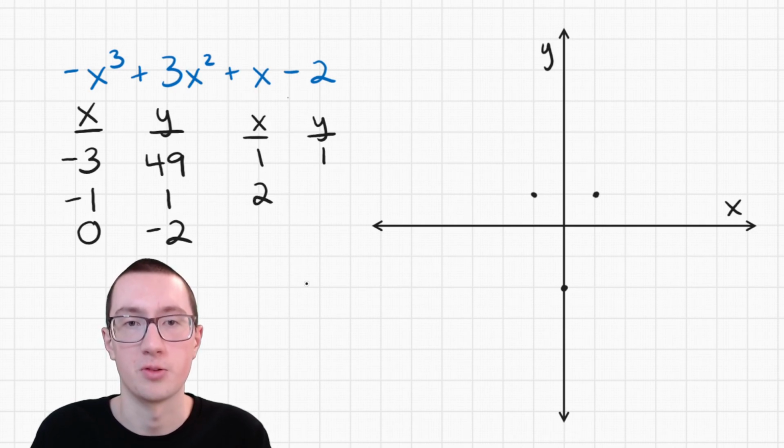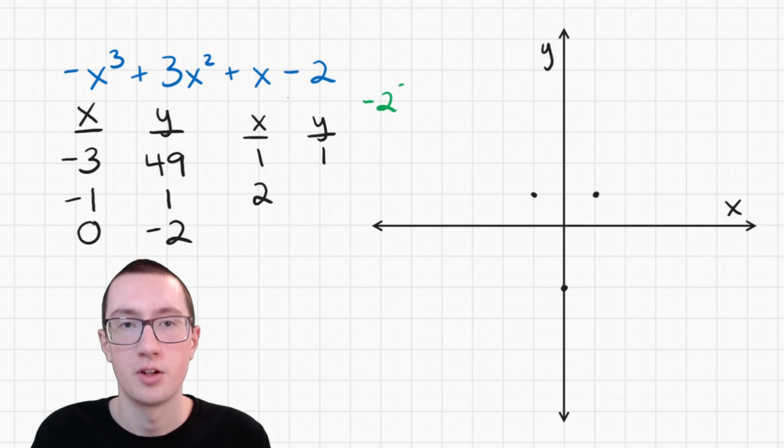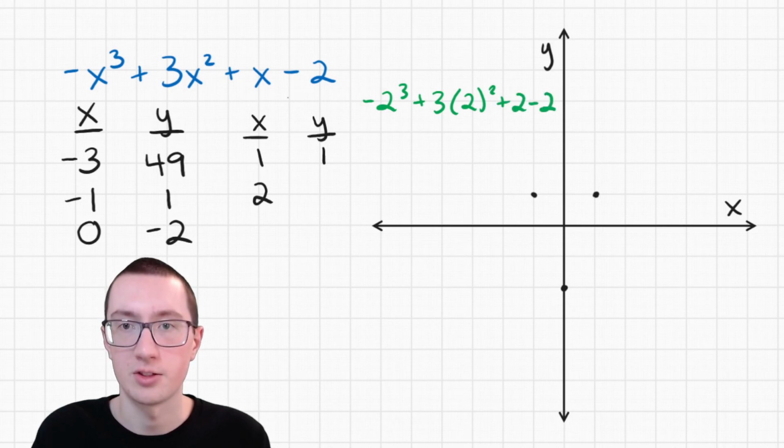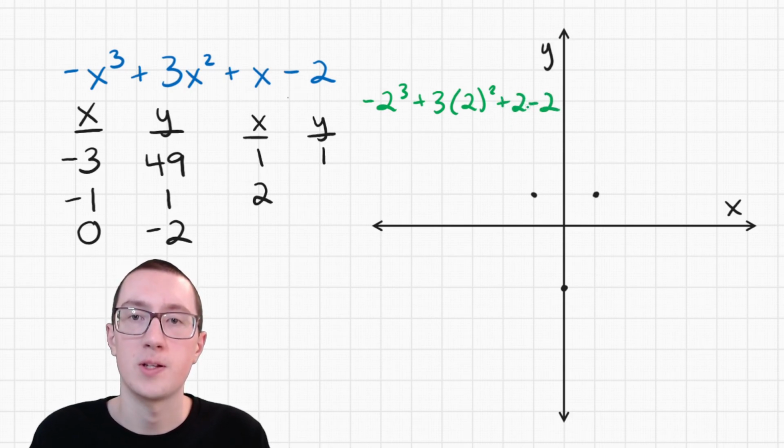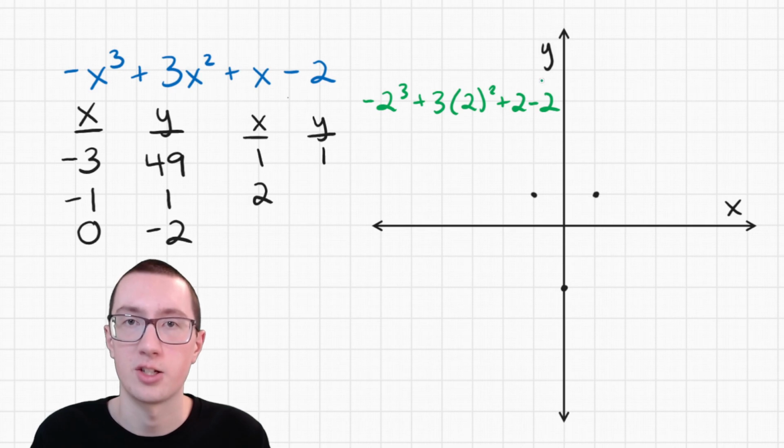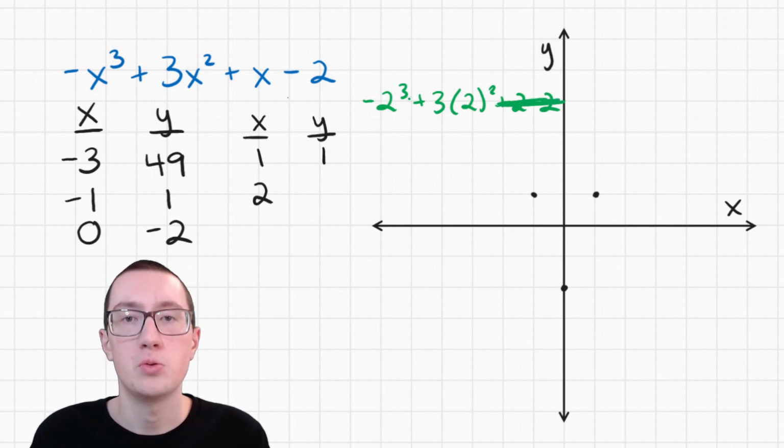So let's go with x equals 2. We're going to have -2 cubed instead of x cubed plus 3 times 2 squared plus 2 minus 2. And immediately I'm seeing that this plus 2 minus 2 are just canceling each other out. They're not going to be doing anything. So let's just cross those out now. Why not? So we're going to have 2 cubed, 2 times 2 times 2. 2 times 2 is 4, times 2 is 8.